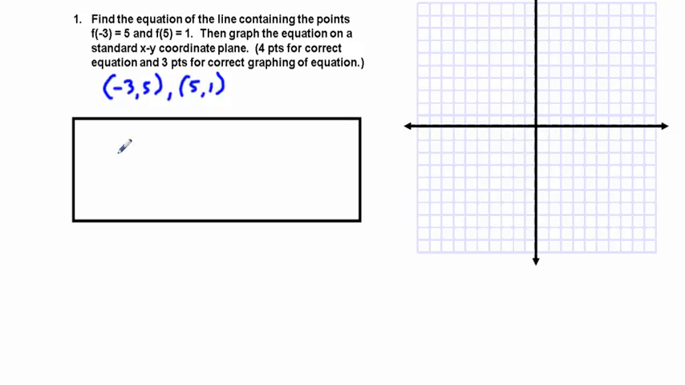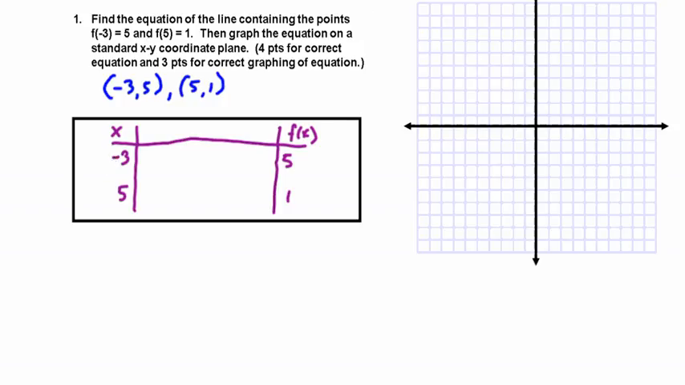So to analyze what we're going to do with this, I'm going to create a table, and this table is going to be in the form of what we call a 3-column process chart, where it's just a standard table, except that you leave yourself room in the middle to do some working out. And so the points -3, 5, here's -3 on the left side, 5 on the right, and then 5, 1.